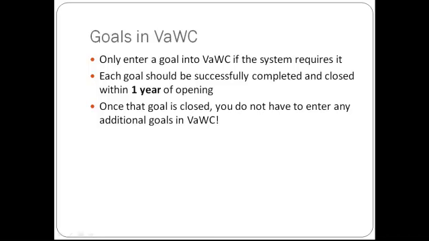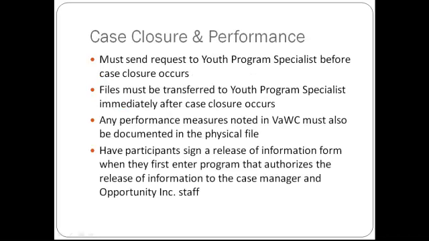When you are ready to close out a participant, you must send a request to the youth program specialist before the case closure occurs. When given the okay to close the participant out of VOS, files must be transferred immediately to the youth program specialist. Any performance measures noted in VOS must also be documented in the physical file. In order to gather as much performance verification as possible, have all participants sign a release of information form when they first enter the program that authorizes the release of participant information to the program case manager and Opportunity Inc. staff.